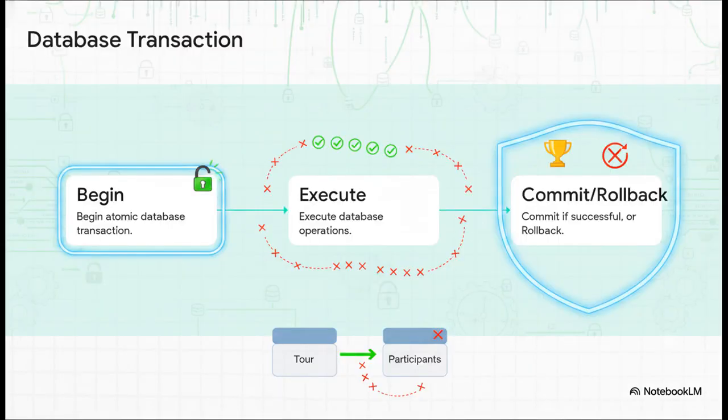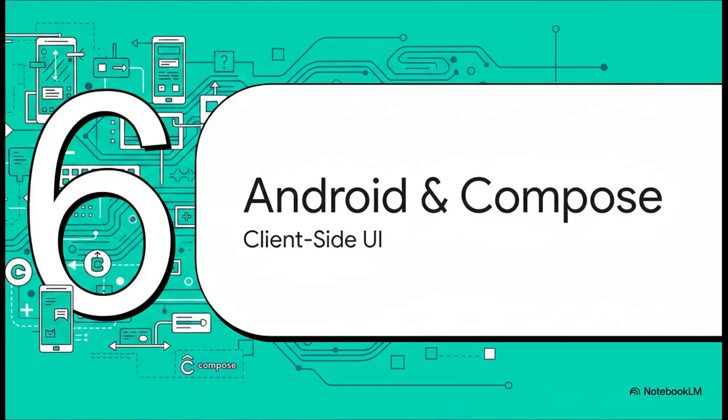But saving data means nothing if it's fragile, right? Enter database transactions. They are your absolute safety net. They guarantee that a massive multi-table save is an all-or-nothing deal. Let's say you're saving a new tour and all its participants. If just one participant insert fails, boom, the whole thing rolls back. You never ever get stuck with half-saved, corrupted ghost data.